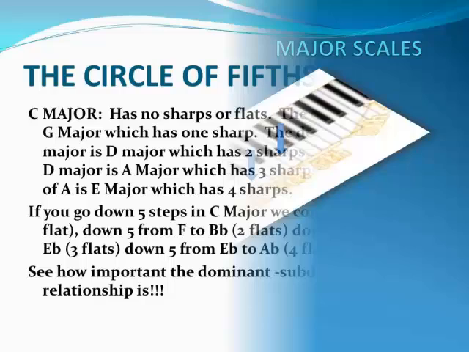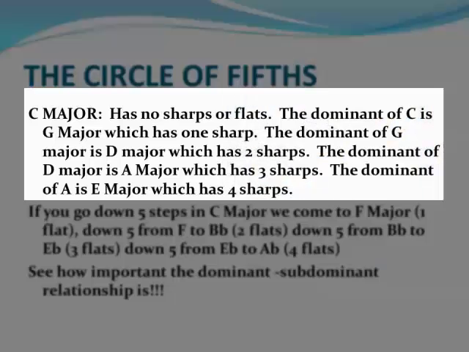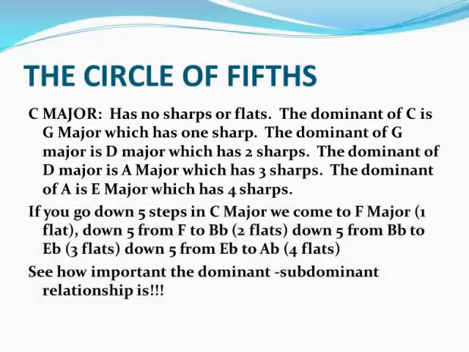Here's exactly what we're talking about. C major has 0 sharps or 0 flats. The dominant of C major is G major, which has one sharp. The dominant of G major is D major, which has two sharps. The dominant of D major is A major, which has three sharps. The dominant of A major is E major, which has four sharps. To go even further, the dominant of E major is B major, which has five sharps.